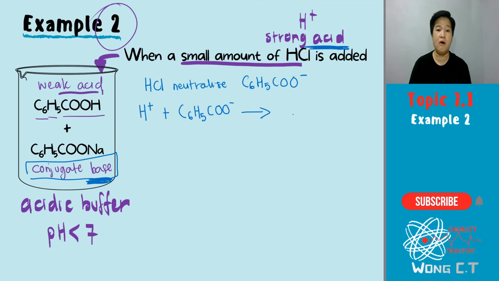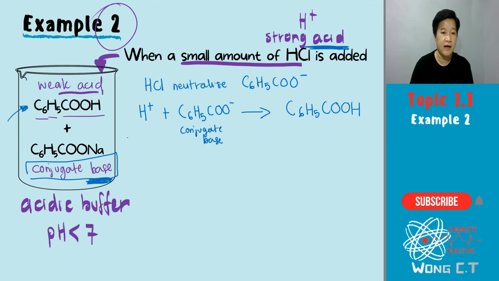Very simple, we'll play around with the species in your buffer solution. Since I'm using the conjugate base, therefore, I will be producing my weak acid. So, I will produce my C6H5COOH. Can you see that right now? Very, very simple, okay? That is my conjugate base. So, I'm using my conjugate base to neutralize the acid. So, what will be produced? I will be producing my weak acid. We are just playing around with the same species, guys. Alright? If you are using A, you will be producing B. If you are using B, you will be producing A.